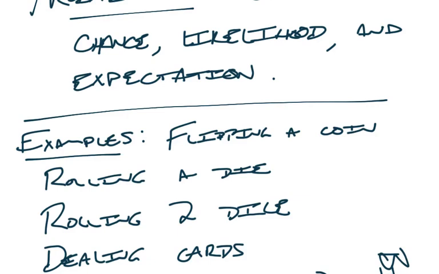The simplest one you can really think of is flipping a coin. You know, you've got a coin. It's either got heads or tails. You flip it, and you can quantify the likelihood that it will show up as heads, and quantify the likelihood that it will show up as tails. Rolling a die.